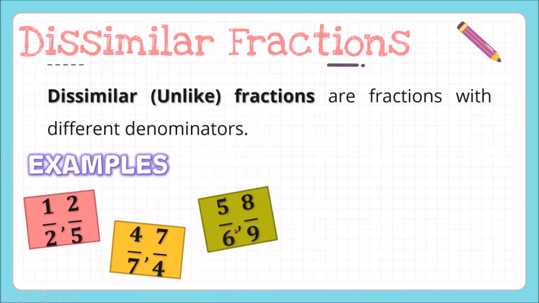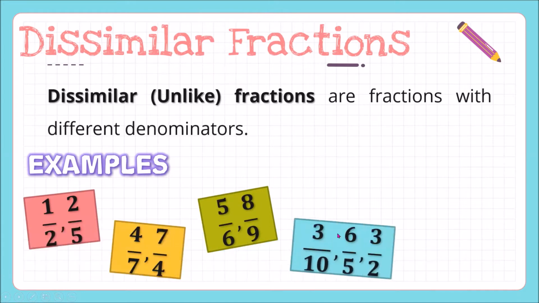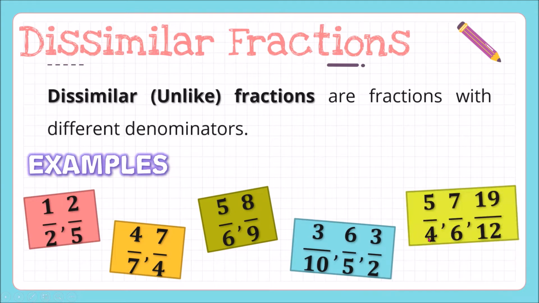Next, 5 over 6 and 8 over 9. Different denominators again, 6 and 9. And then we have 3 over 10, 6 over 5, and then 3 over 2. Your denominators are 10, 5, and 2. So they are all different. And then the last one, we have 5 over 4, 7 over 6, and 19 over 12. So our denominators are 4, 6, and 12. So they are all different also. So again, dissimilar fractions are fractions having different denominators.